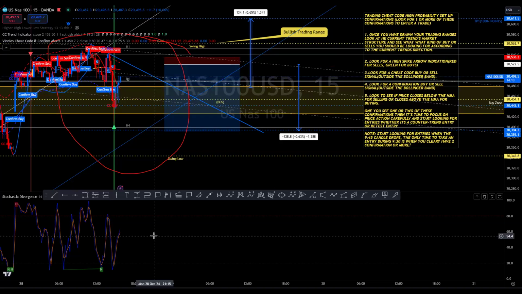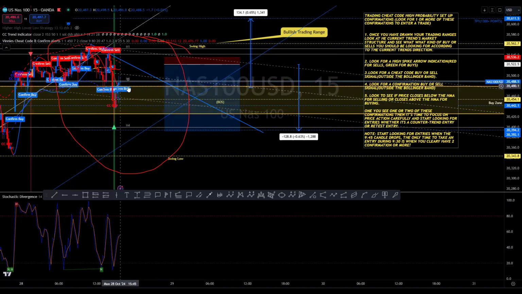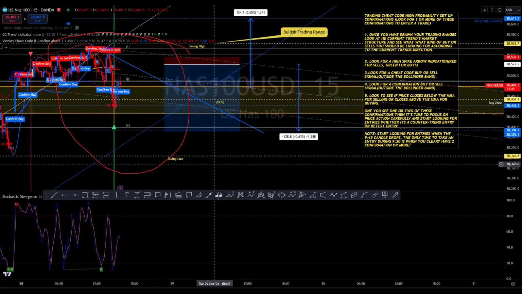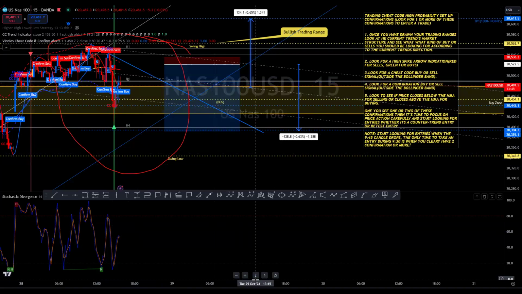I was surprised that confirmation buy disappeared. The price looked like it's ready to push up, but there we go. We got confirmation buy here, right there. But we just have to wait for the price to really start getting bad. Let's just wait for a couple minutes here to see if that confirmation buy is accurate.